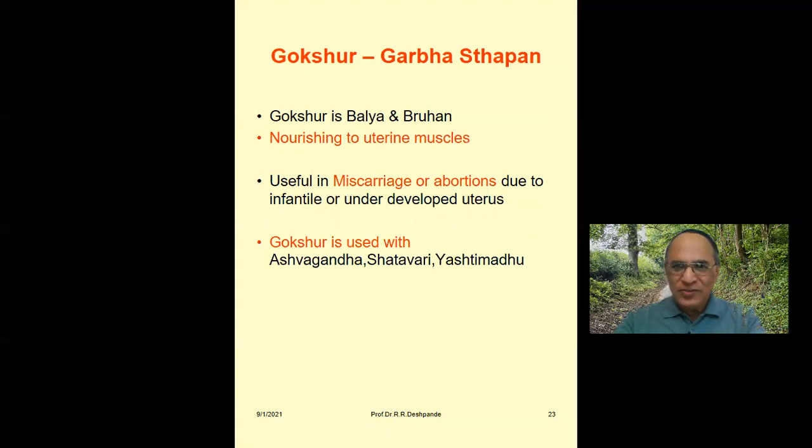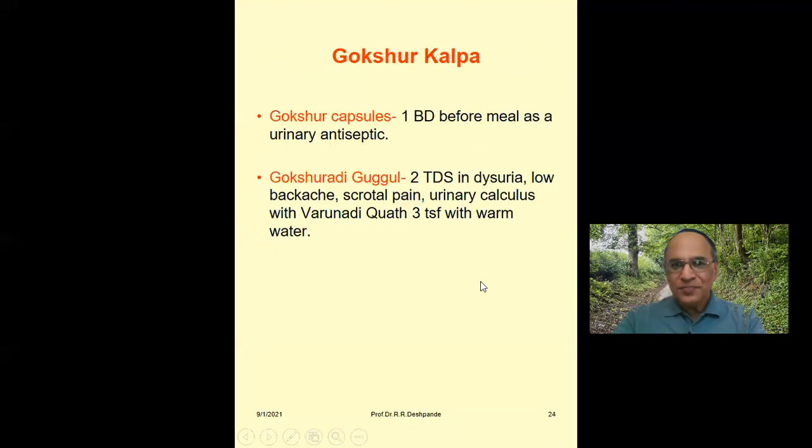Gokshur is used as a garbhasthapana. Gokshur is balya, tonic, strong. Bruhana, nourishing. Weight will automatically increase. Muscle strength will automatically increase. So, it is nourishing to the uterine muscles. Useful in miscarriages or abortions due to an infantile or underdeveloped uterus. Gokshur is used with ashwagandha, shatavari, and Yashtimadhu.